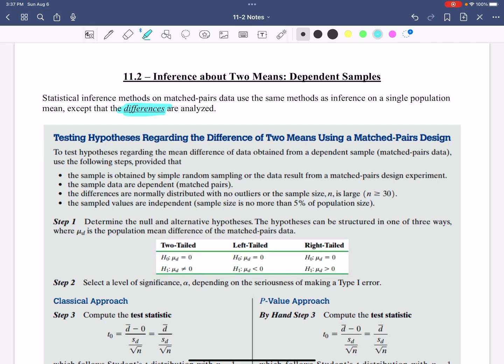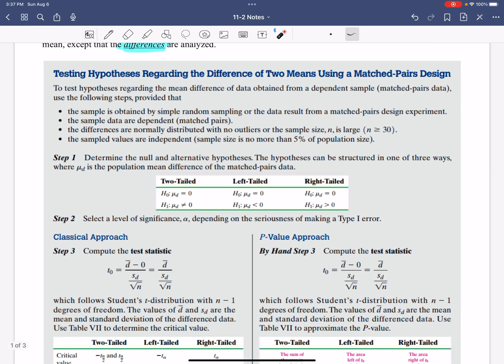This setup looks fairly familiar, because we're going to go with the p-value again. To test a hypothesis regarding the mean difference of data obtained from matched pairs, the sample is a simple random sample from a matched pairs design. They are dependent. Differences are normally distributed with no outliers, or you have a nice big sample. Everything we've already talked about; we're just putting it together.